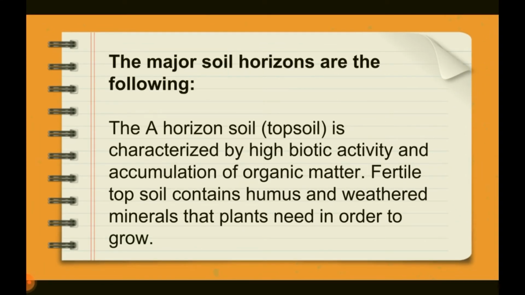The major soil horizons are the following. The A horizon, or the topsoil. It is characterized by high biotic activity and accumulation of organic matter. Fertile topsoil contains humus and weathered minerals that plants need in order to grow. So that's the first part of the soil horizon, the A horizon. It is composed of humus, and nakita natin yan earlier dun sa picture. At ito yung tinataniman ng mga plants natin.